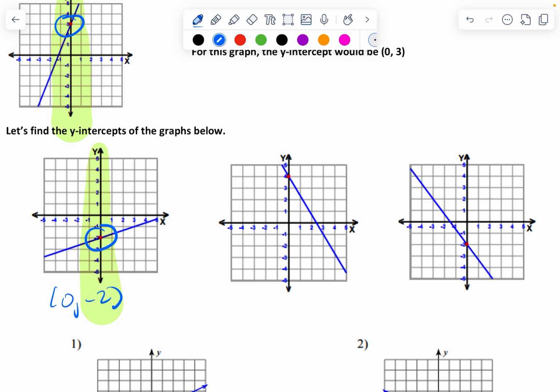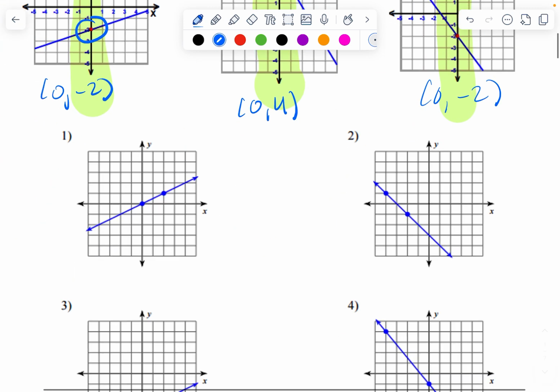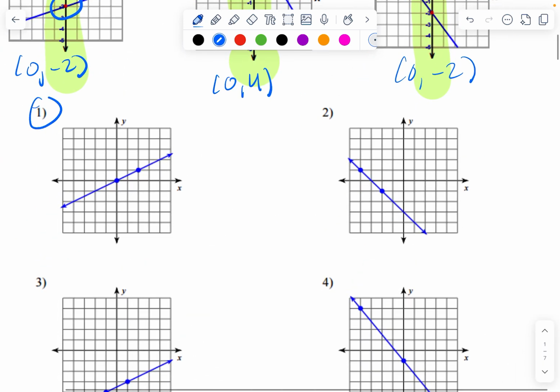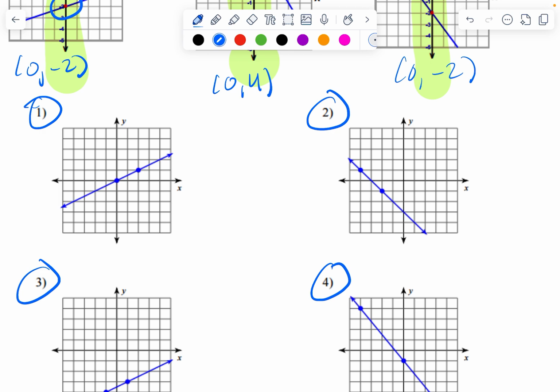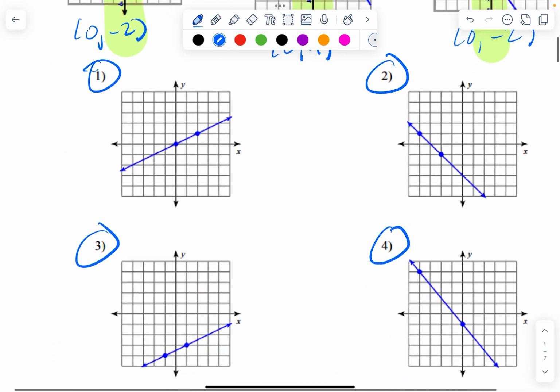Where does the y-axis cross on this graph? That's 4. So I'm going to put 0, 4. Where does the y-axis cross on this graph? That's the same thing, 0, -2. So I'm going to ask the sub to pause the video and give you a chance to do 1, 2, 3, and 4. You're just looking at where it crosses the y-axis, where it intercepts the graph. So go ahead and pause the video now.